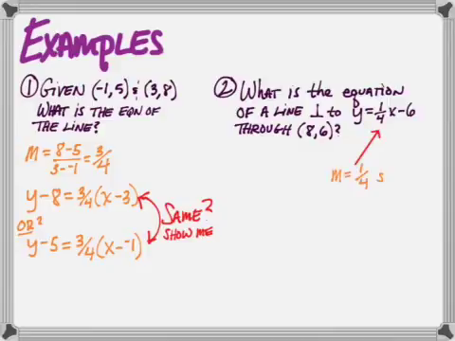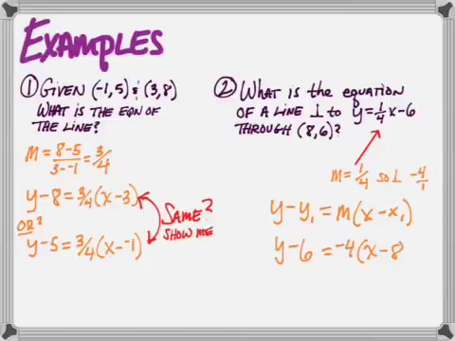If I look at the next one, well, there's my slope. So a perpendicular line is going to have the opposite reciprocal, which means that it's going to be negative 4 over 1. And once I have the slope, I plug it into my point slope form. So I only have one point to pick from, where y1 is 6 and x1 is 8. I plug those in and I get my equation.